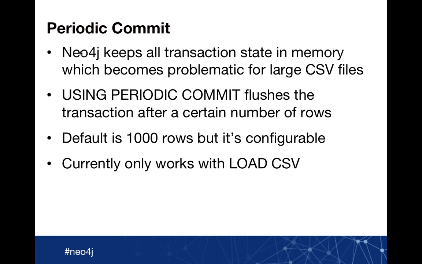So just some other things. I think I've covered some of these already. It keeps transaction state in memory, and it does start with 1,000 rows, but you can configure it. So if you decide, hey, I can actually handle 10,000, then feel free to change that. Just put 10,000 afterwards. At the moment, as the last line says, it only works with the LOAD CSV command.